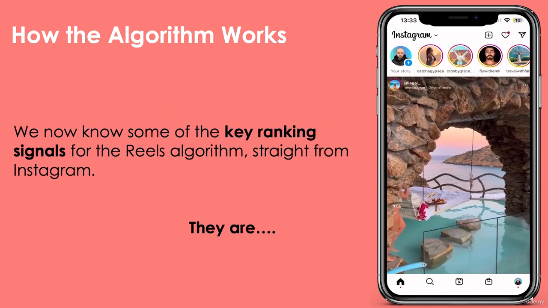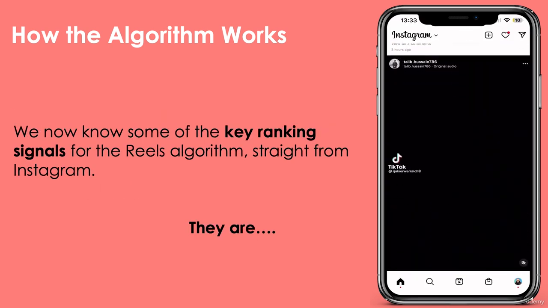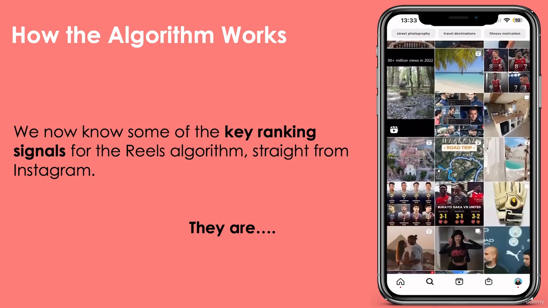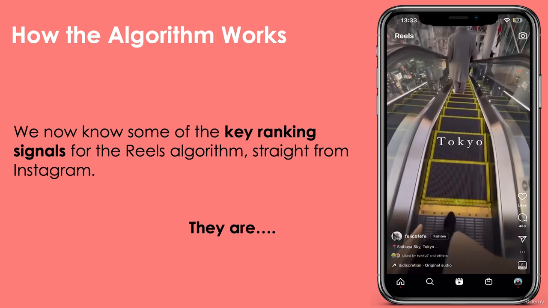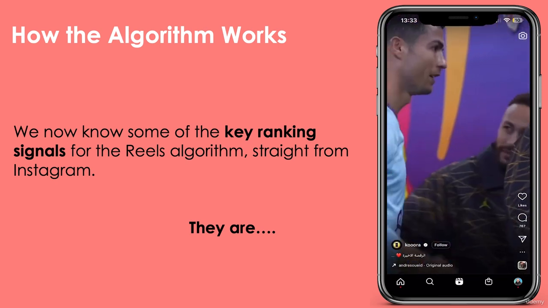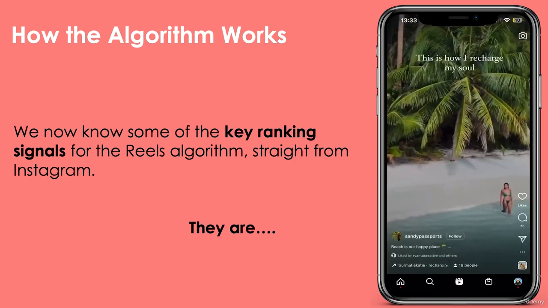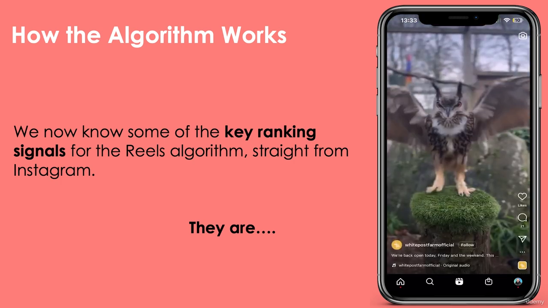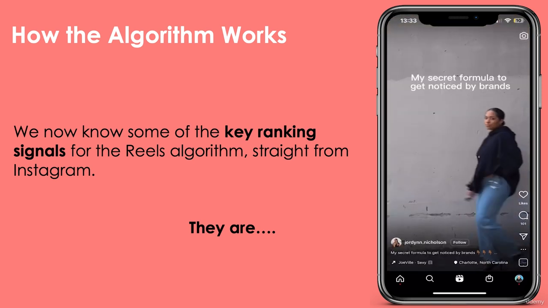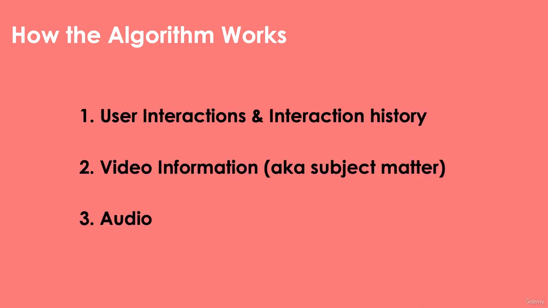However though, over time, as people have become more inquisitive about the inner workings of social medias, most platforms now reveal the basics of how their algorithms work, which is a huge benefit to anyone looking to supercharge their account. Fortunately, for all of us social media marketers and you lucky bunch, we now have some of the key ranking signals that the algorithm uses. So then, this is how the algorithm works for Instagram Reels, and it's basically split into 3 main key areas. And these are user interactions and interaction history, video information, and audio.